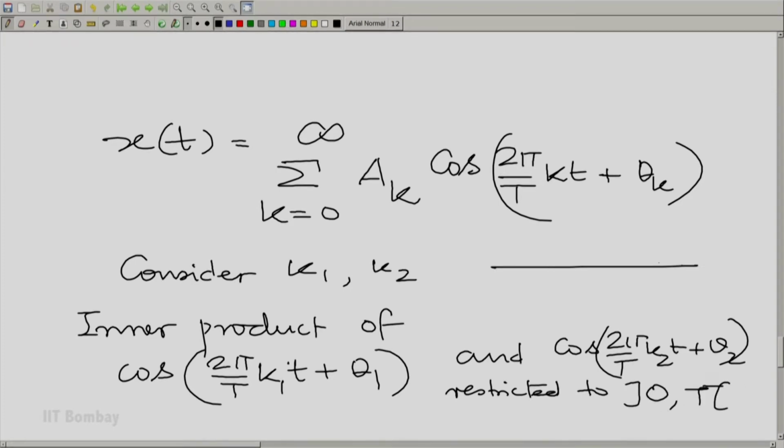That means essentially t going from 0 to t, only this interval. Now, remember I am restricting the interval, because if I do not restrict the interval, the dot product would diverge. If I have two infinite length signals, the inner product may not converge, it may be a divergent integral, the integral may go to infinity. So, it does not make any sense.